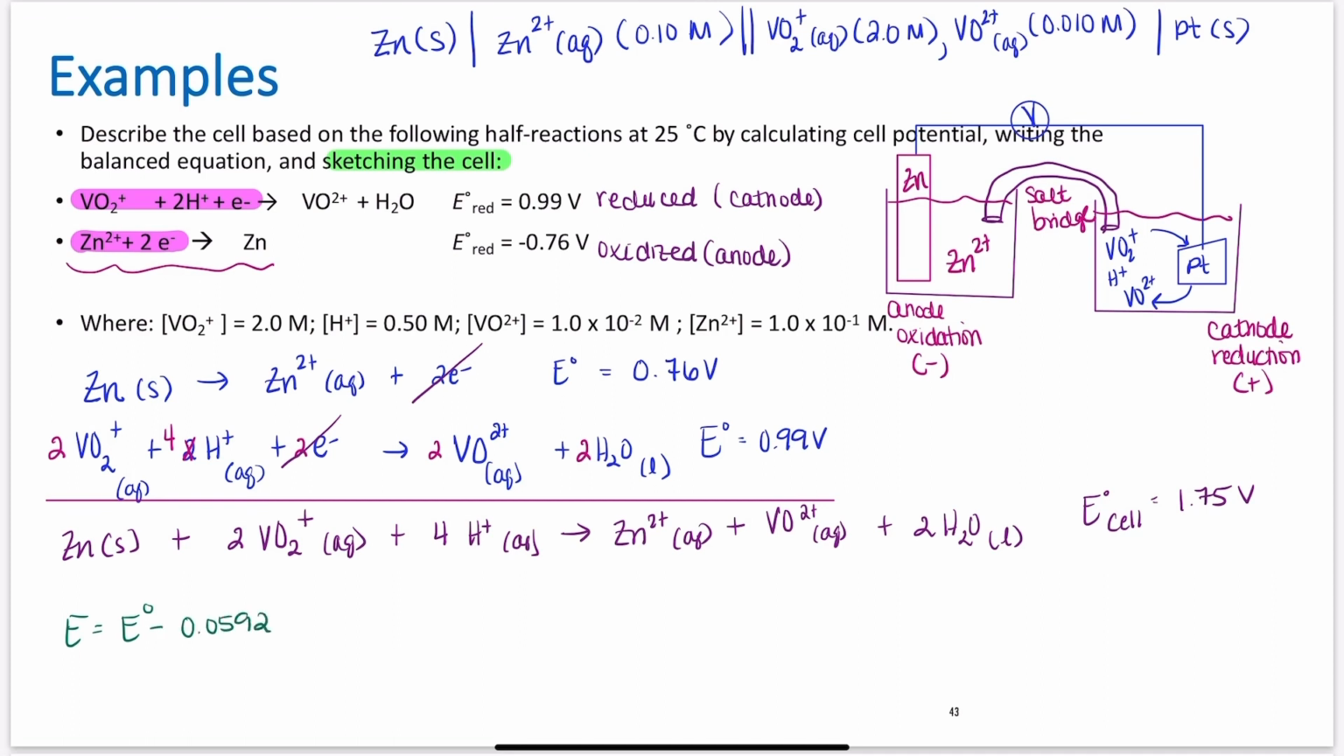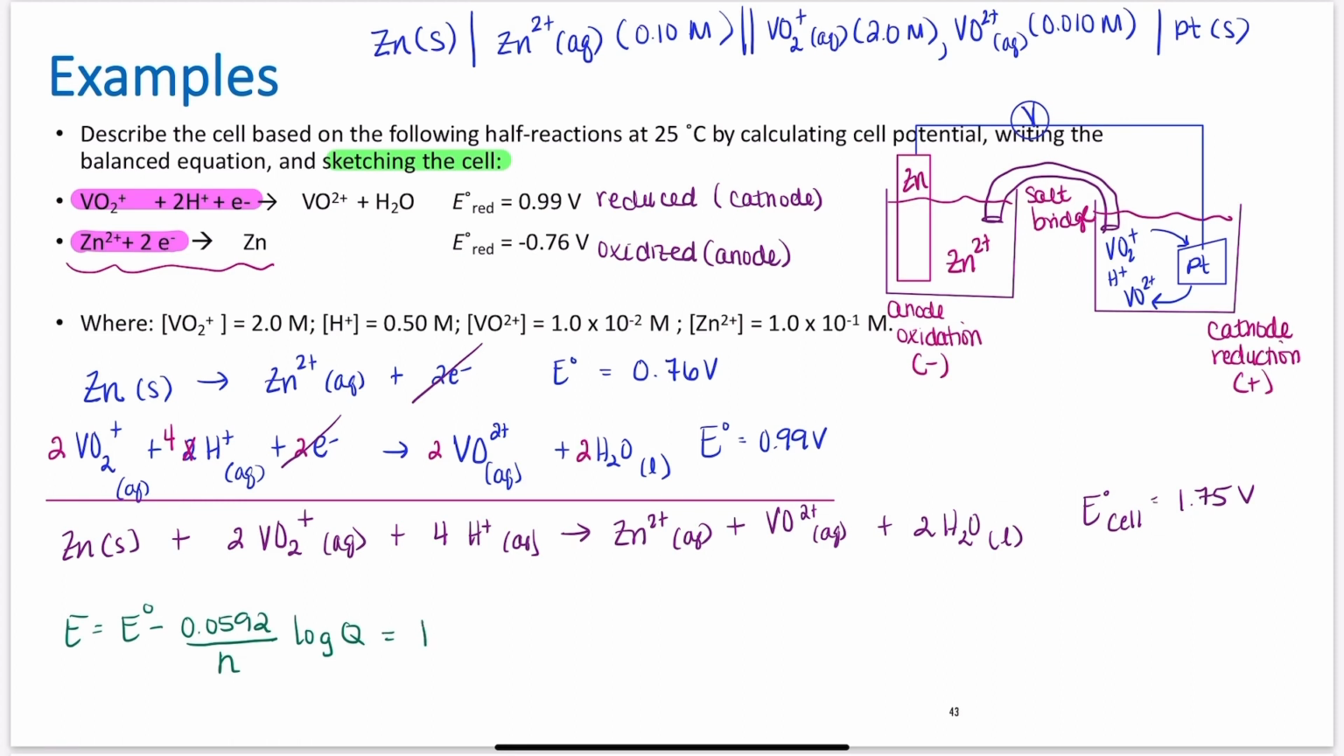What is that 0.0592? It's wrapping in some constants: your gas constant, Faraday's constant, and the temperature of your system. It's assuming a 25-degree system. If you're not at 25 degrees C, we can't actually use 0.0592. It's wrapping constants together to get that value, so it's just simplifying it for you guys. Divided by the number of moles of electrons transferred times the log of Q.